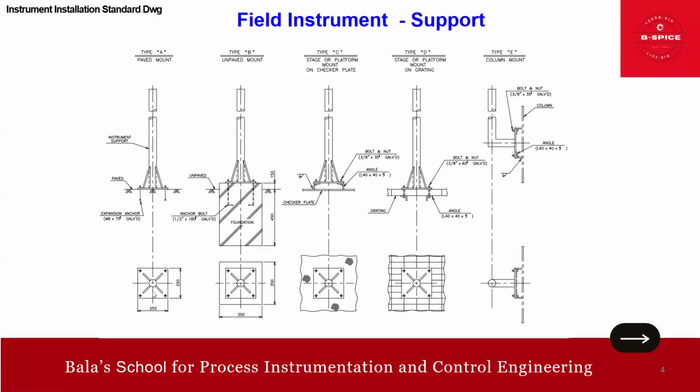And if you see this, this is actually your top view. If you look at the top view, it will be like that. So this plate will be a 250 by 250 square plate. Okay, from the checker plate, we can cut and do it. Okay, this is type A.